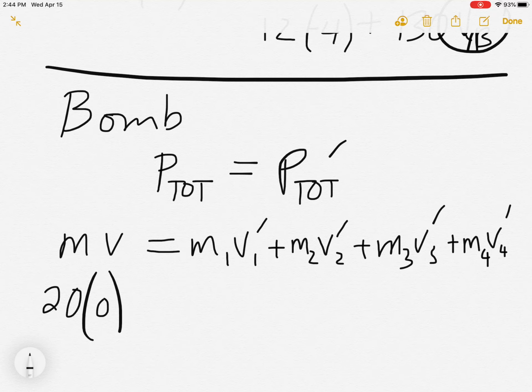So if your bomb is stationary, the V is 0, but if your bomb is moving, just put a number in there. It's still going to work out. Okay? Now, what do we know? Well, we know some information here. Now, this is going to get a little hairy, and I'm probably going to have to write this over 2 lines.